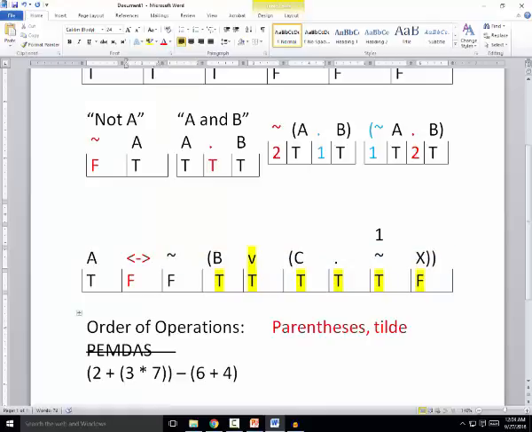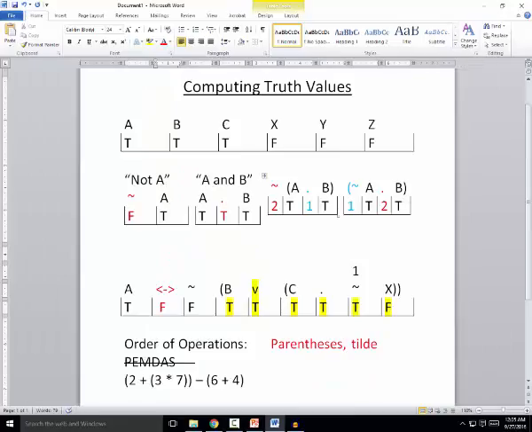So now you see that it's fairly easy to compute the truth value of even a fairly long, complicated sentence of this system, just using the order of operations rule, parentheses, tilde, and applying the semantic rules for each operator. So the next thing we're going to want to do with this is see how various logical relationships between sentences emerge. And the next couple of videos are going to deal with that.